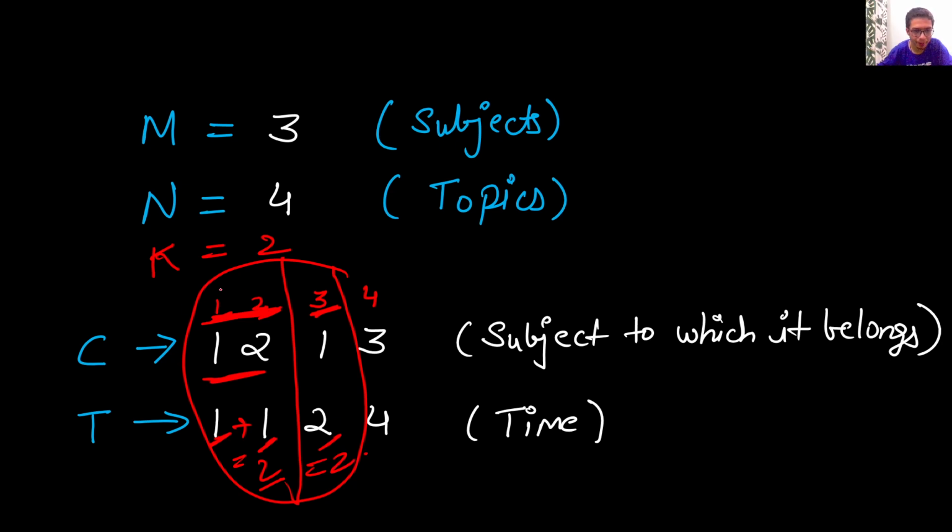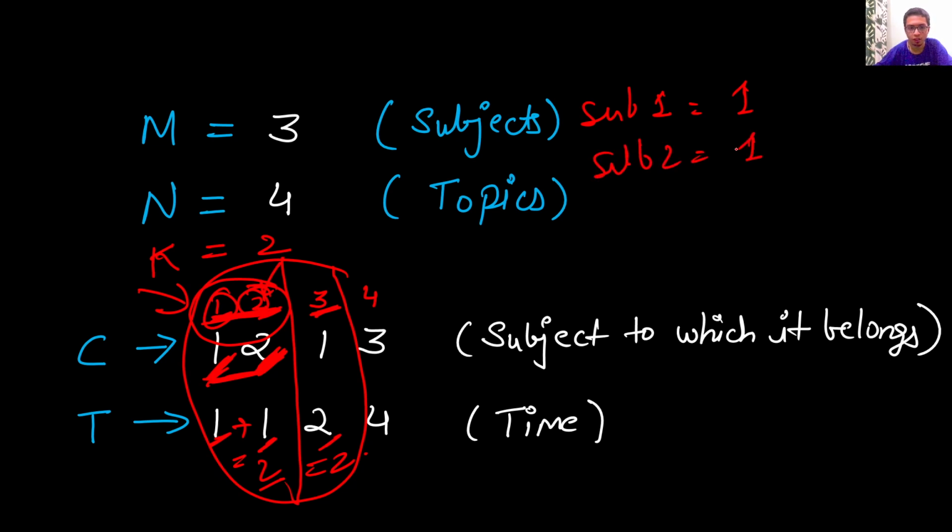So let's see what would happen if I take the very first case in which I have two topics. For subject one, how many topics do I have over here? I have only one topic. For subject two, how many topics do I have over here? I have only one topic. So for subject two, again, I have only one topic.